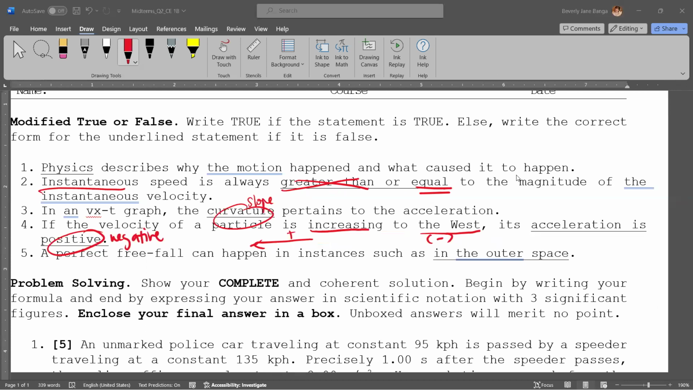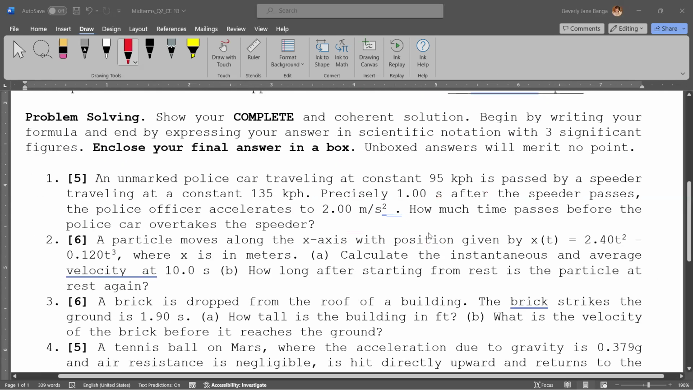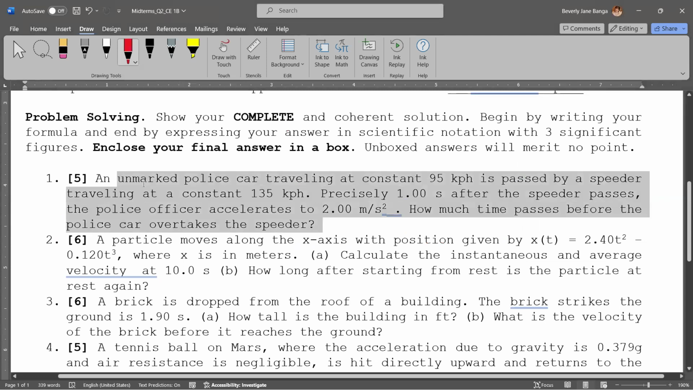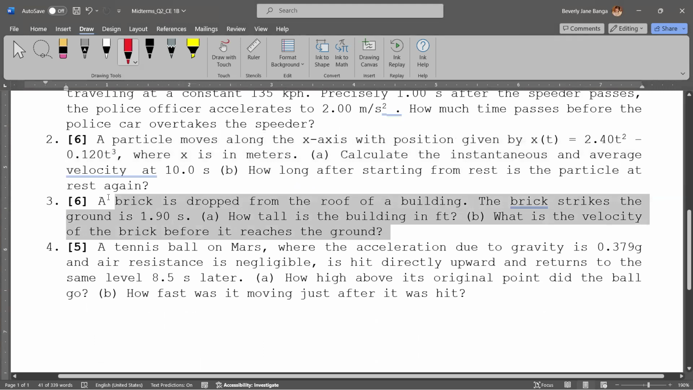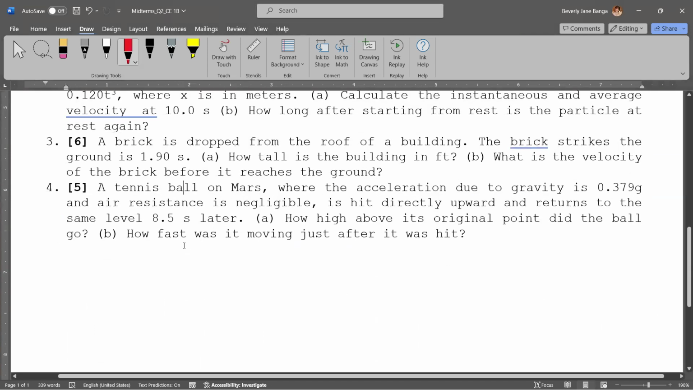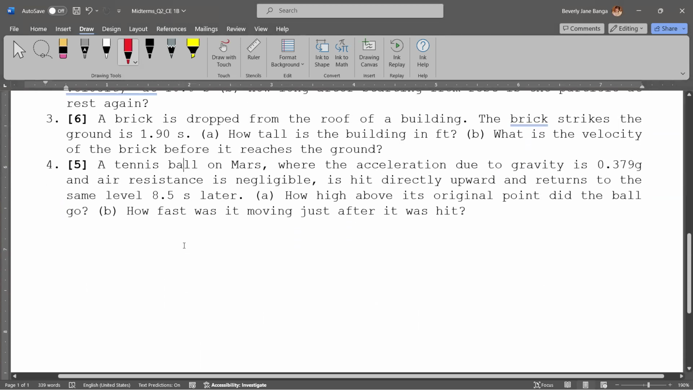Okay, so again, we answered number 5 already. This one, item number 1, answered na rin. Number 2, answered na rin. Number 3, answered na rin. We go with number 4. A tennis ball on Mars, where the acceleration due to gravity is simply 0.379 g and air resistance is negligible, is hit directly upward and returns to the same level 8.5 seconds later. How high above its original point did the ball go?